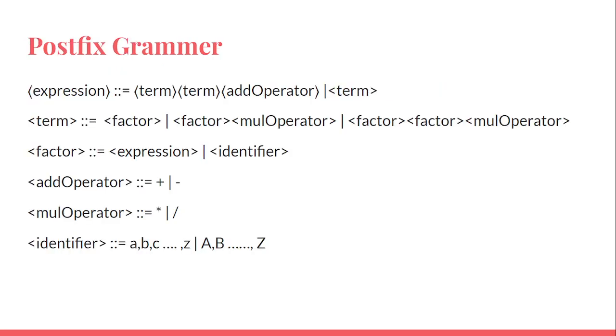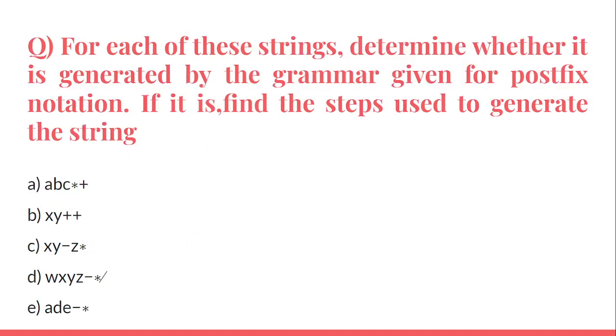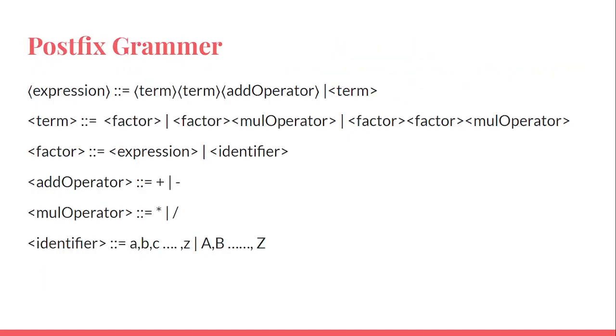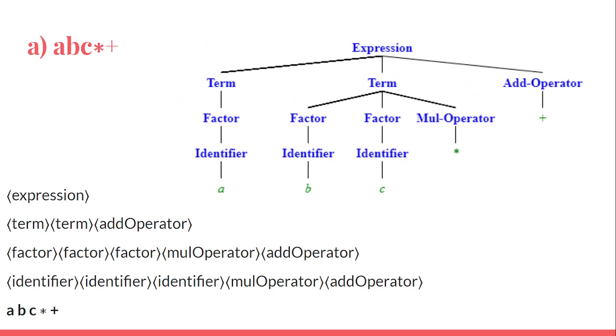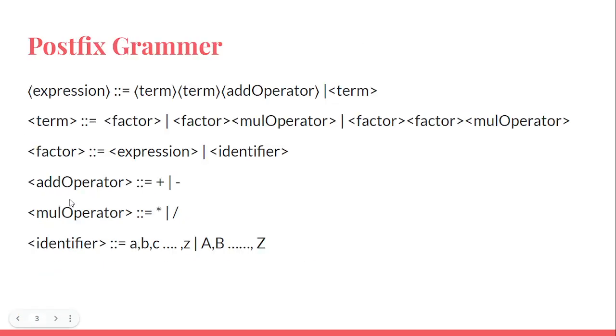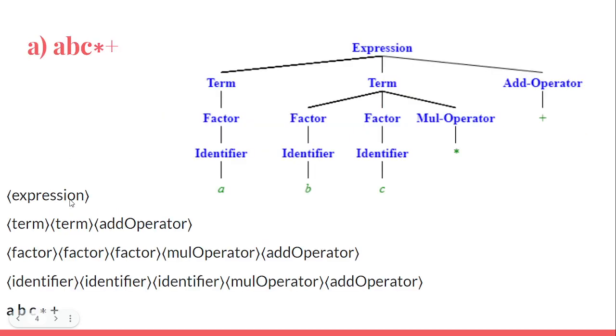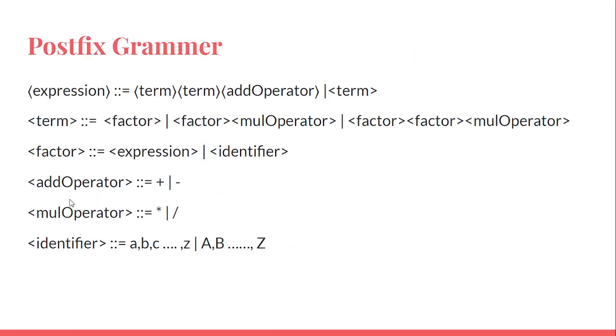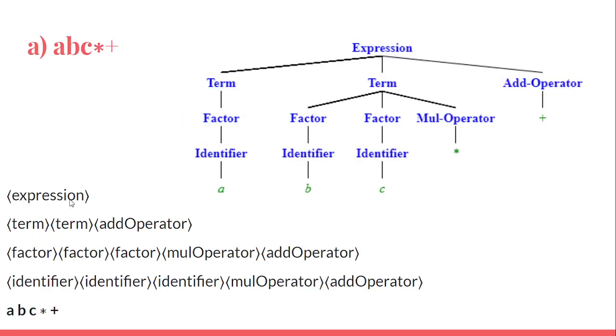So I have written the postfix grammar here, and based on this we will generate these expressions or these strings. The first string given to us is A B C star plus. So first we start with the start symbol, which is our expression. You can see in our postfix grammar it can be replaced with a term and add operator. So we replace expression with a term add operator.